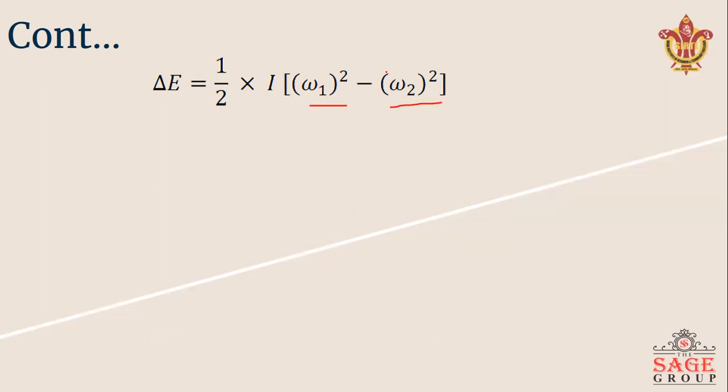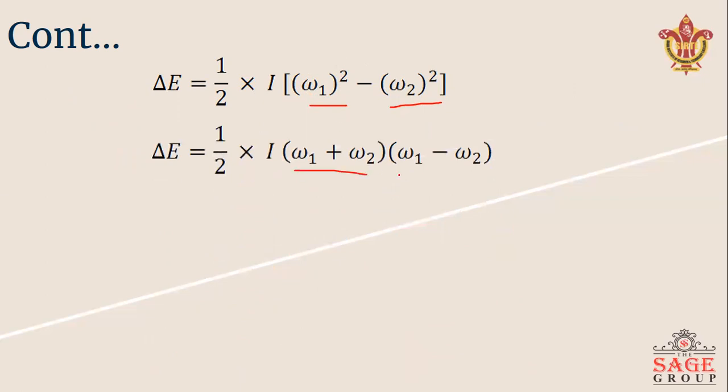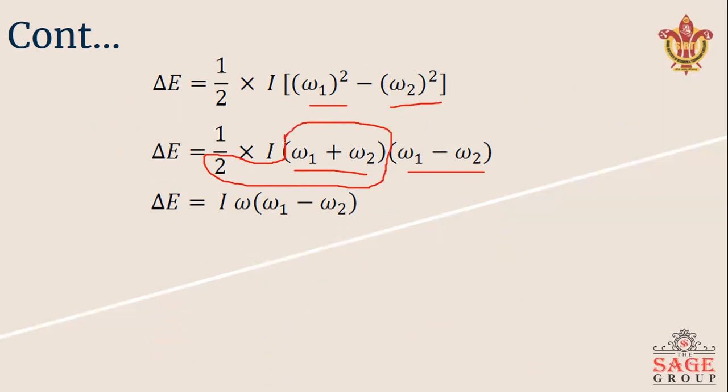Open this formula by a square minus b square, that means (omega 1 plus omega 2) and (omega 1 minus omega 2). This is omega 1 plus omega 2, and this one is omega 1 minus omega 2. And now you can see here, this is the mean speed, (omega 1 plus omega 2) divided by 2, which is represented by omega.